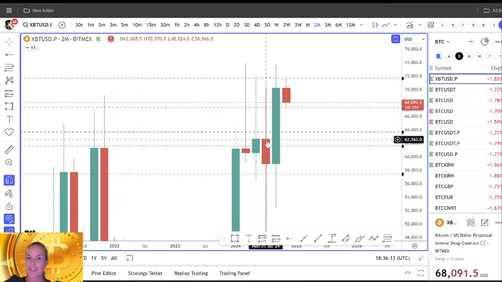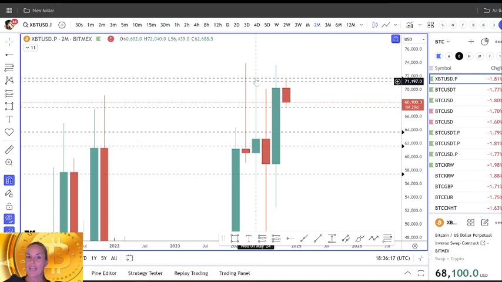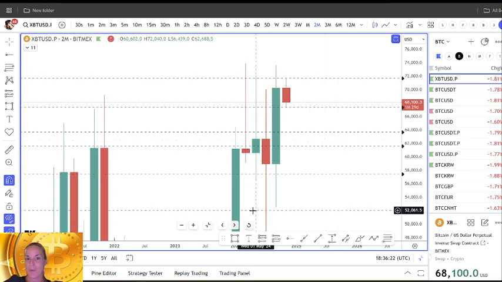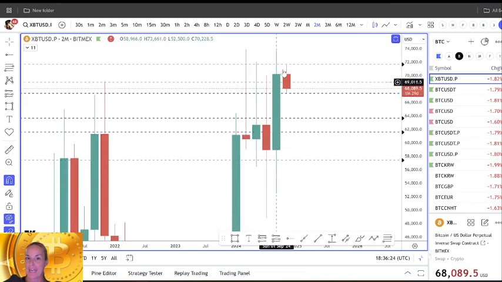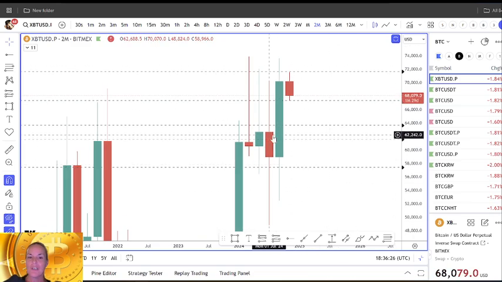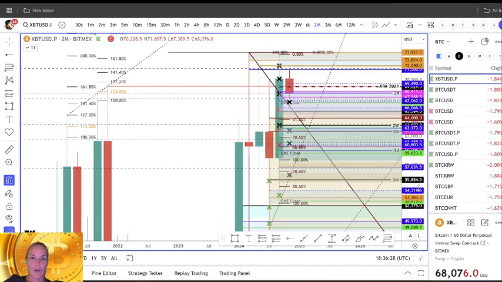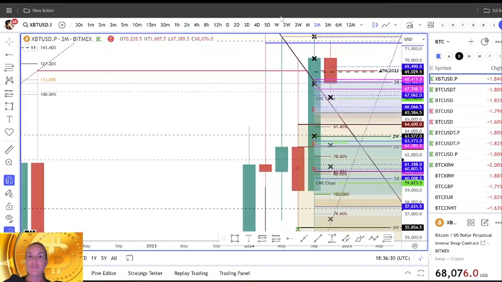Excuse my alerts just flashing up each time I go over them, but we do have the possibility of it testing here and holding. But I don't like this wicking above. Again, that makes this a weak demand. So while it was a weak supply and it came back through it, it's now a weak demand. But those are the levels that we're next looking at for potential long entries.